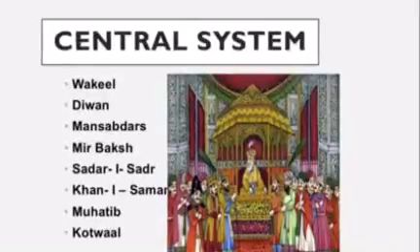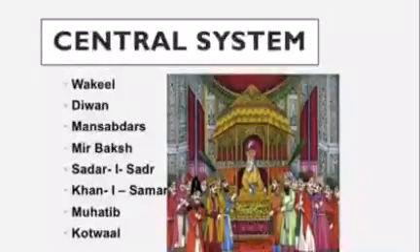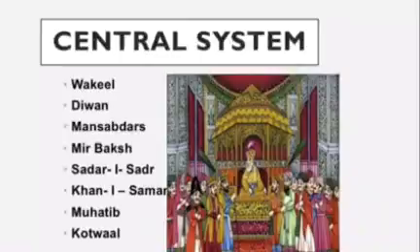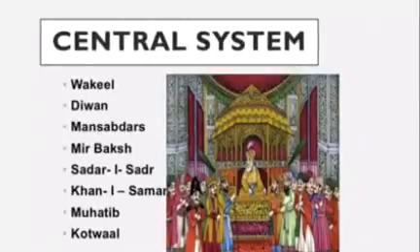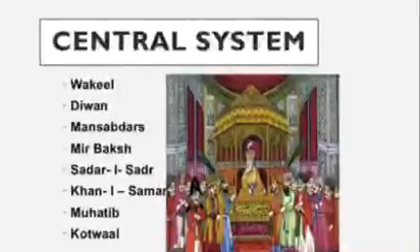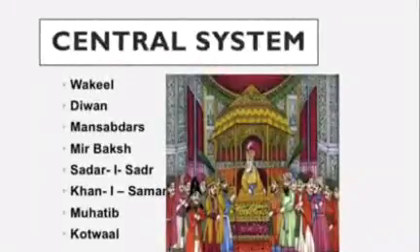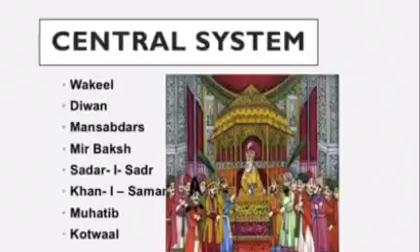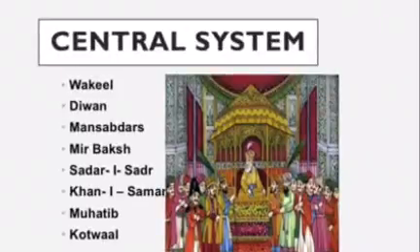Okay. Next was Muhatib. He was the royal counselor who was in charge of the upkeep of Muslim ethics and culture. Clear? So next was Kotwal, and he was the head of the intelligence and postal department who kept records of the new immigrants. Is it clear?